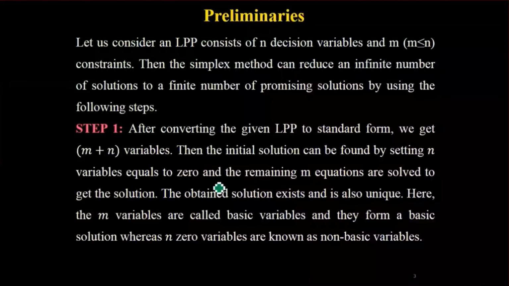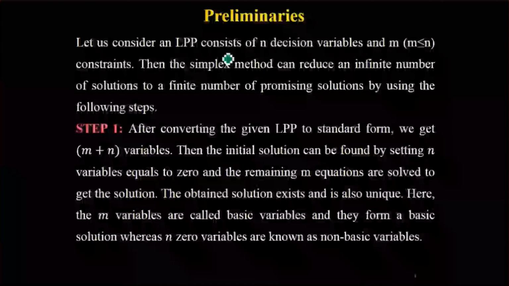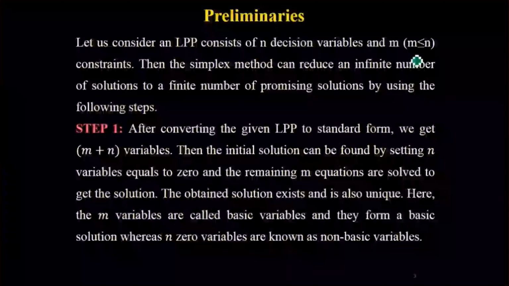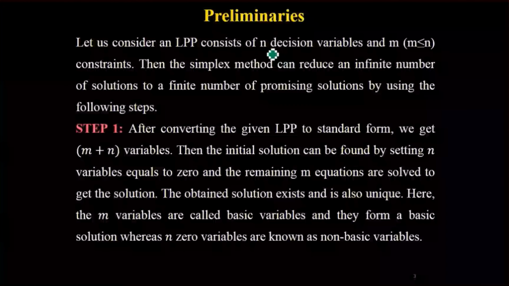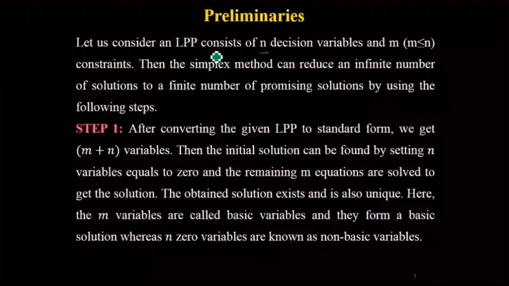Preliminaries: first, let us consider an LPP consisting of n decision variables and m constraints. You see, the number of decision variables is more than the number of constraints. This will always come when you convert the canonical form to standard form, which we discussed in the previous class. You can refer to that if you don't understand. So when we convert the canonical form to standard form, what do we do?